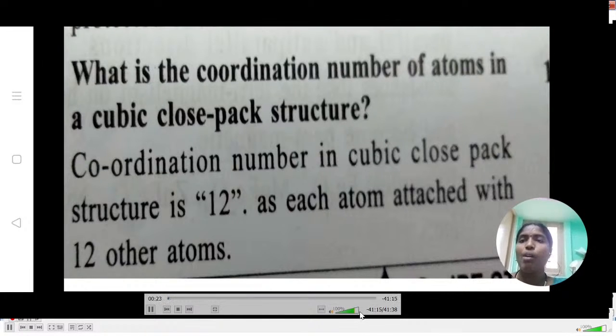First question. What is the coordination number of atoms in a cubic closed packed structure? The answer is: the coordination number of cubic closed packed structure is 12. Here, each atom present in one unit cell is attached to 12 other atoms.